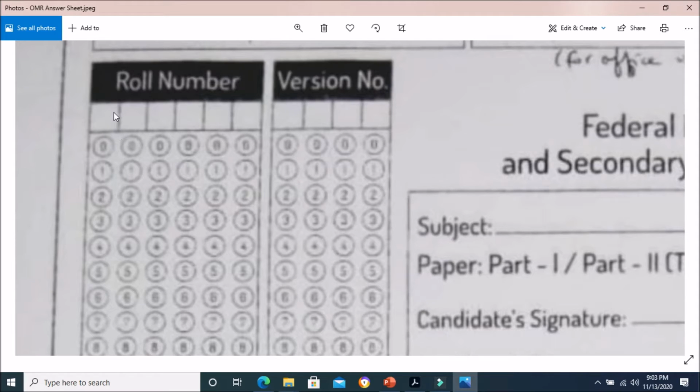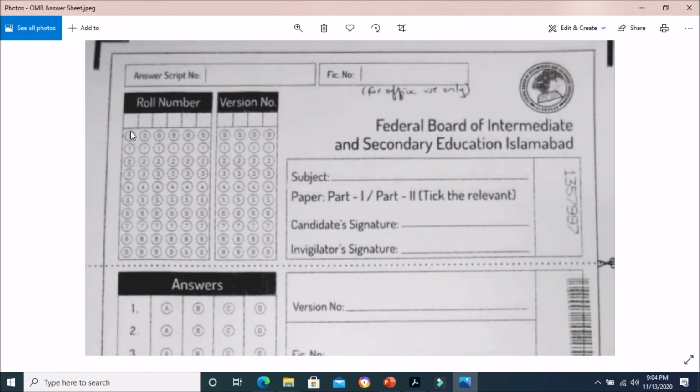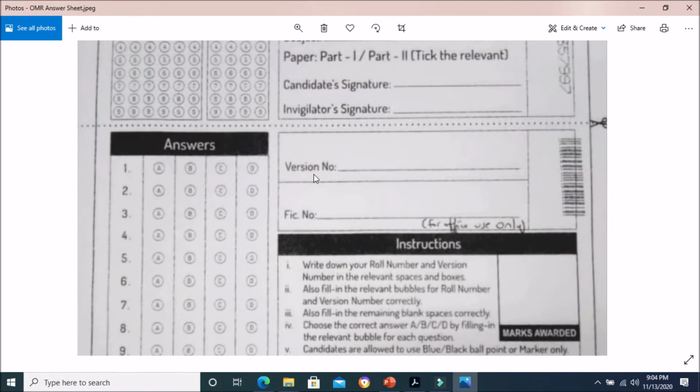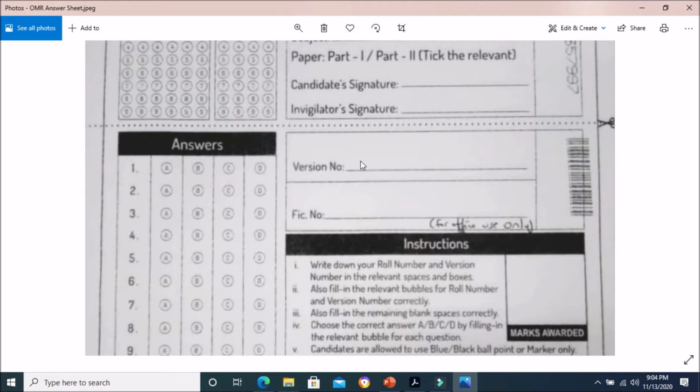For example, if the roll number is 579231, you are going to highlight these circles, these bubbles over here. Let's suppose in the first box there is 9, so you are going to fill bubble 9. In the second box there is number 3, so you are going to fill bubble 3, and so on. The same applies to the version number. Let's suppose the version number is 5792, so you are going to fill their concerned bubbles. Then afterwards you can see that the version number is also given over here, and you will have to write the version number here as well.